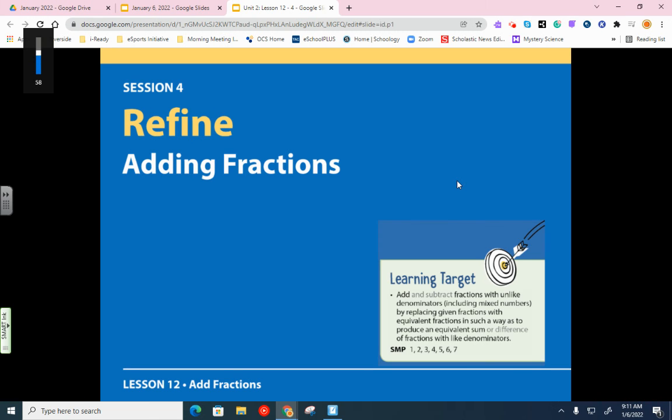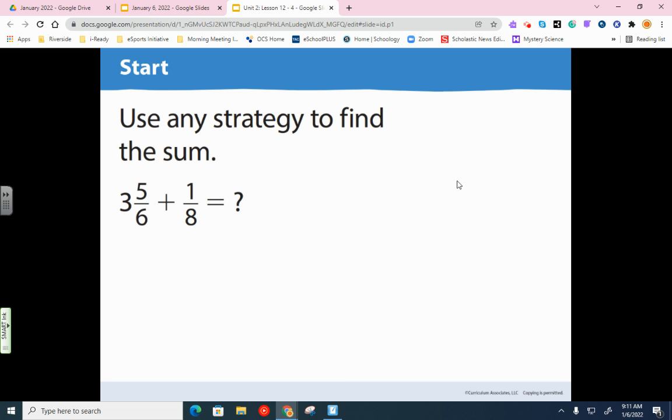All right, so we are finishing up our lesson 12 with our last session on adding fractions. Obviously next will be subtracting fractions, but this is kind of a review of all the things we've done up until this point. Our warm-up gives us a mixed number on the left and just a normal fraction on the right with different denominators. So our bottom numbers here are 6 and 8. We need to find a common denominator first thing before we do anything else.